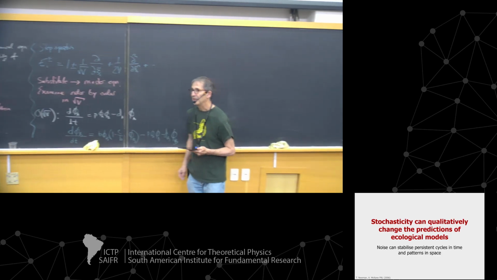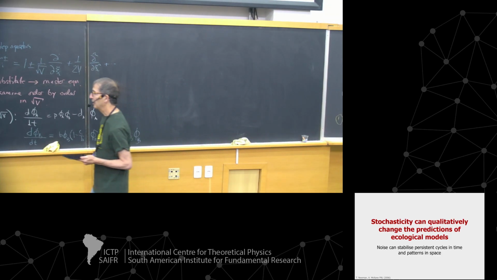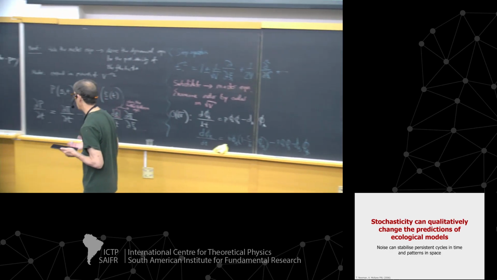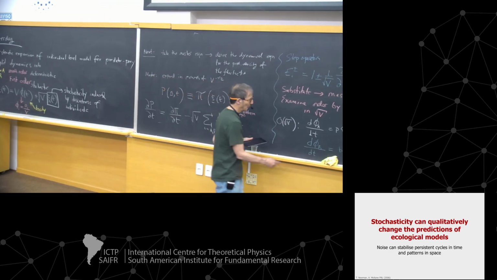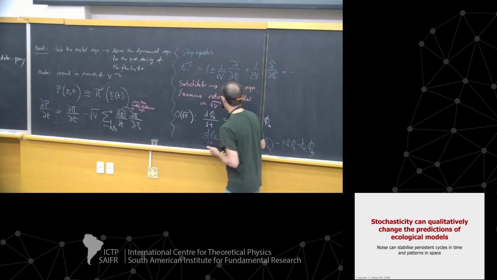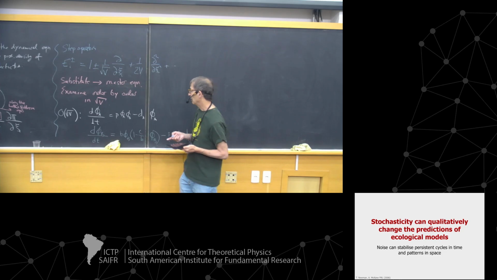So phi A is the density of predators, phi B is the density of prey. So these are the variables that we actually were using when we wrote down the Lotka-Volterra equations that you've been using all along. And we've now derived the Lotka-Volterra equations from our individual level model.